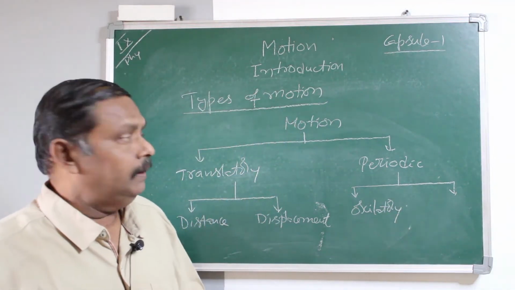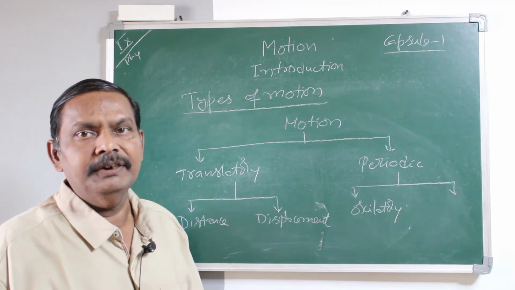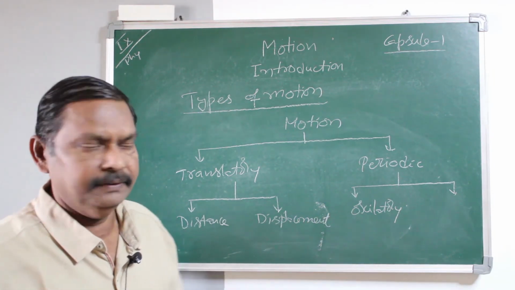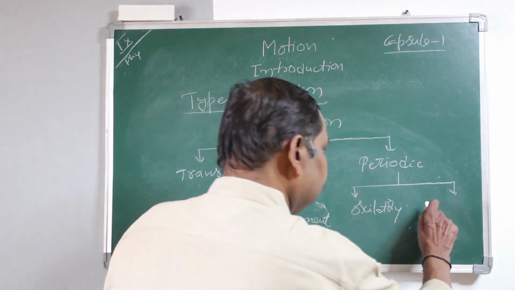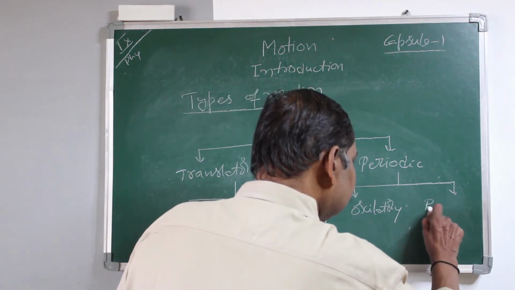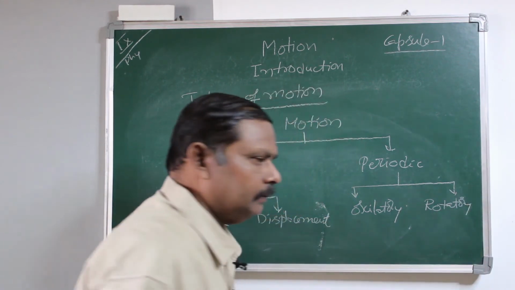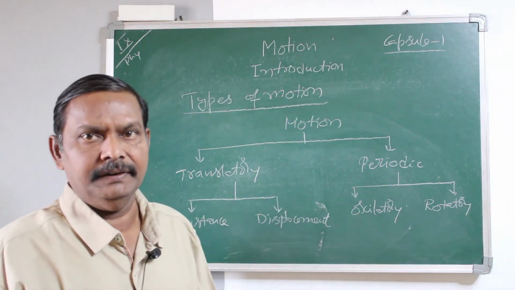Similarly, periodic motion is also divided into two groups, two types. One is oscillatory, and the second is rotatory.